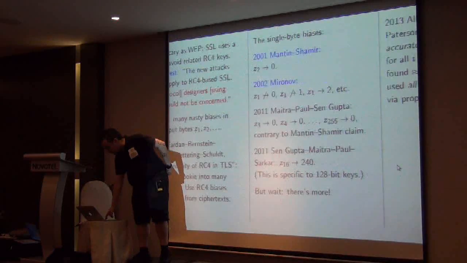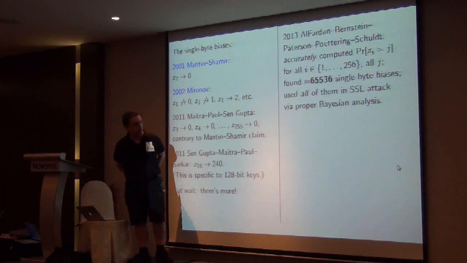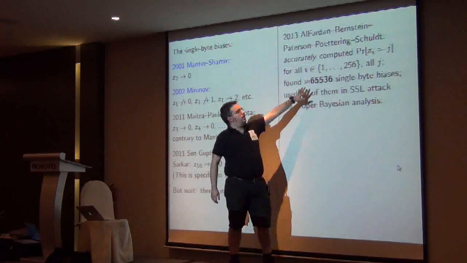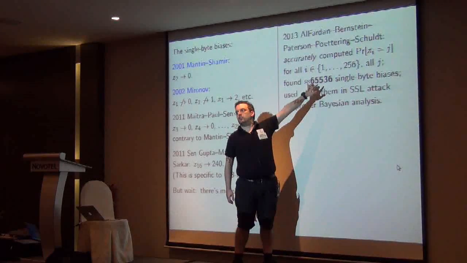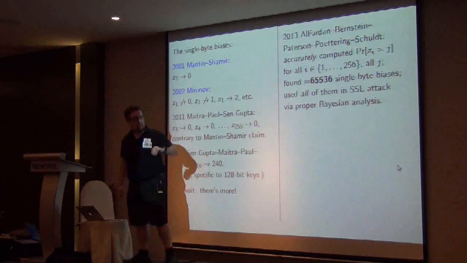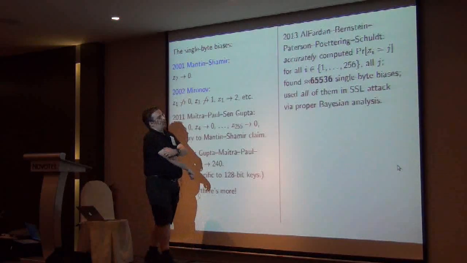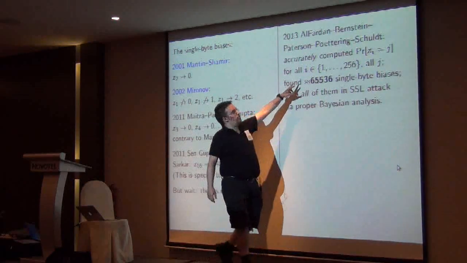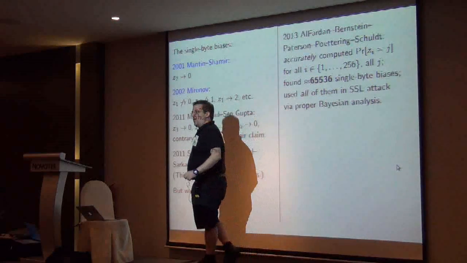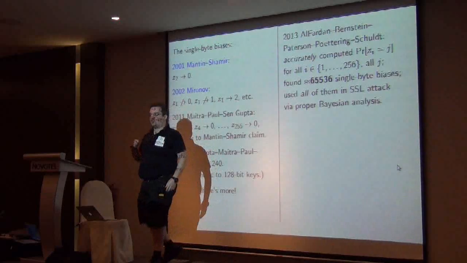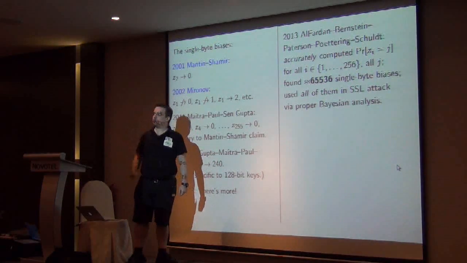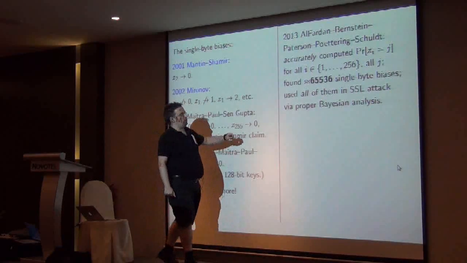So here's what the conclusions are, with my co-authors. There are 256 squared biases in the first 256 bytes of RC4 output, almost 256 squared. So we computed for every position, 1 through 256, and for every possibility for the ith output byte, what is the chance that the ith output byte of RC4 is 0, is 1, is 2, etc. And basically, none of those probabilities are 1 over 256.